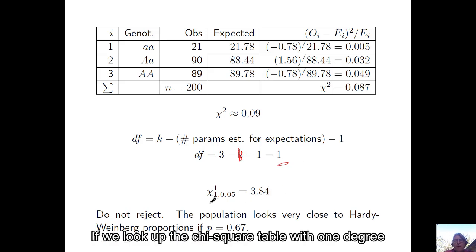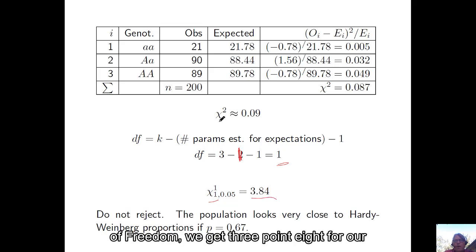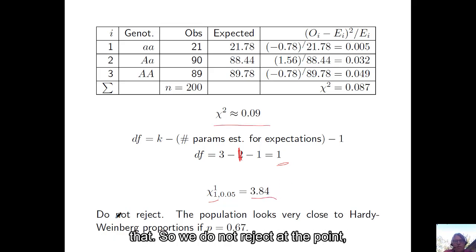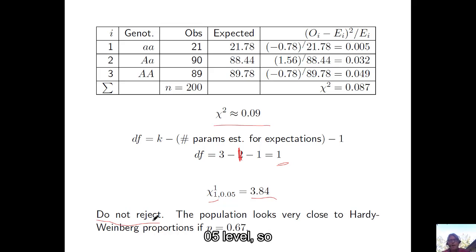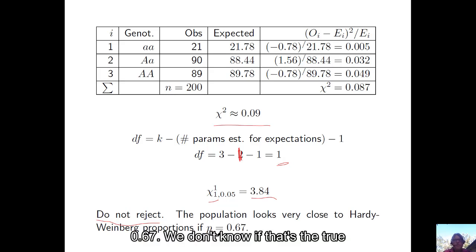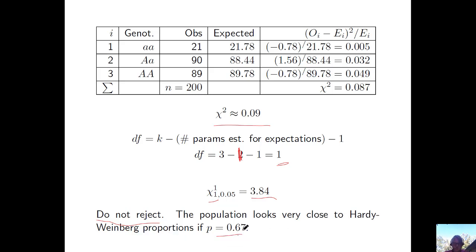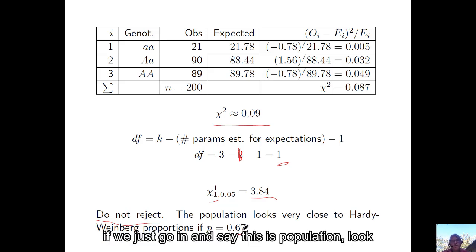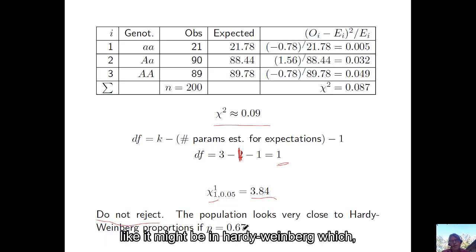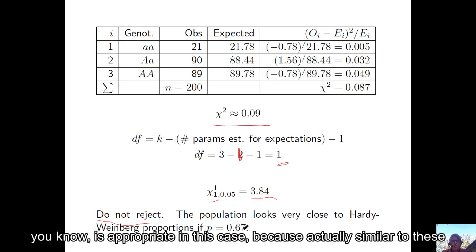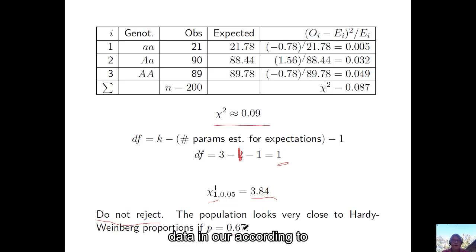If we look up the chi-square table with 1 degree of freedom, we get 3.84. Our chi-square test statistic is much smaller than that, so we do not reject at the 0.05 level. So the population looks very close to Hardy-Weinberg proportions if the p is actually 0.67. We don't know that's the true population frequency of the dominant allele, but we certainly can't reject Hardy-Weinberg if we just go in and say, does this population look like it might be in Hardy-Weinberg, which is appropriate in this case because I actually simulated these data in R according to the Hardy-Weinberg equilibrium.